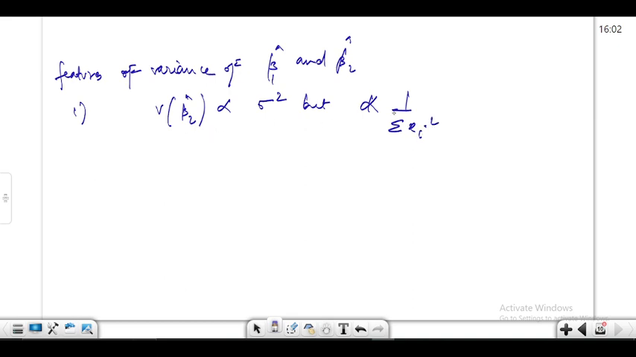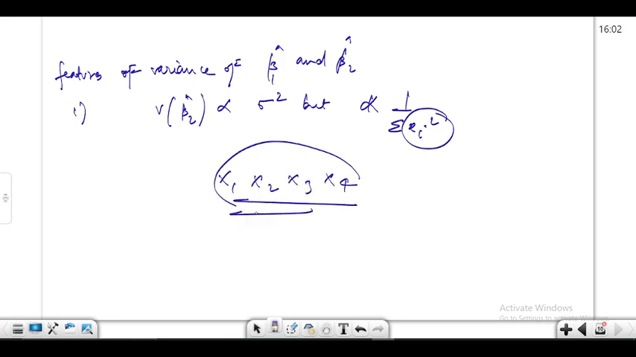This means that given sigma square, the larger the variation in the x values, the smaller the variance of beta 2 hat, and hence the greater the precision with which beta 2 can be estimated. So if there is a huge difference in the values of x1, x2, x3, x4, then this summation will also be high, the variance of beta 2 hat will be lower, and the estimate would be more precise. This is a good thing.